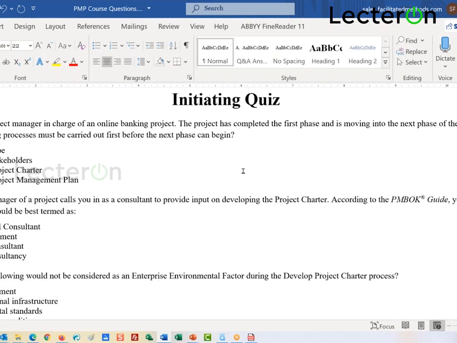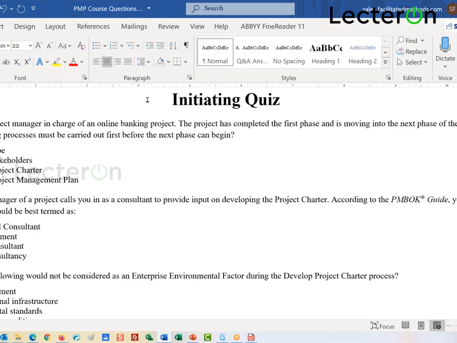Sharon's a project manager in charge of an online banking project. Okay, I'm going to stop right there. This is very typical. They will give you something like this, and basically, who cares? I don't care whether it's Sharon or John, and I don't care whether they're doing an online banking project or trying to build new houses. It doesn't matter. They're trying to put it into a situation. But that doesn't tell me anything about it.